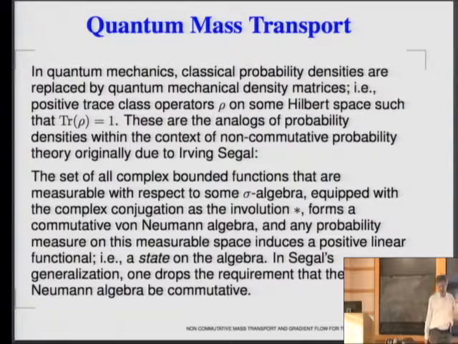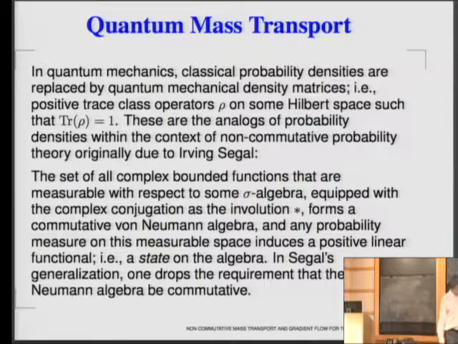Now, there's a lot of words up there. When you get into quantum mechanics, we replace these probability densities with density matrices. Okay? And there's a quantum version of probability theory that was promoted by Irving Segal. If you think of the space of bounded measurable functions on some probability space, equipped with complex conjugation as the involution, it's a commutative von Neumann algebra.